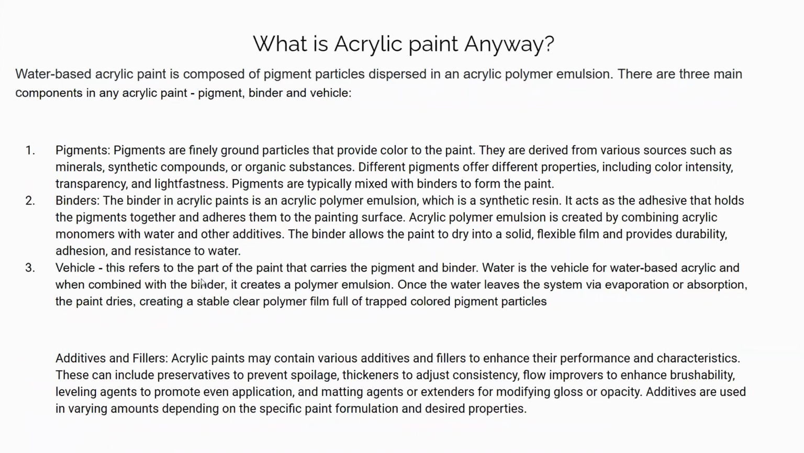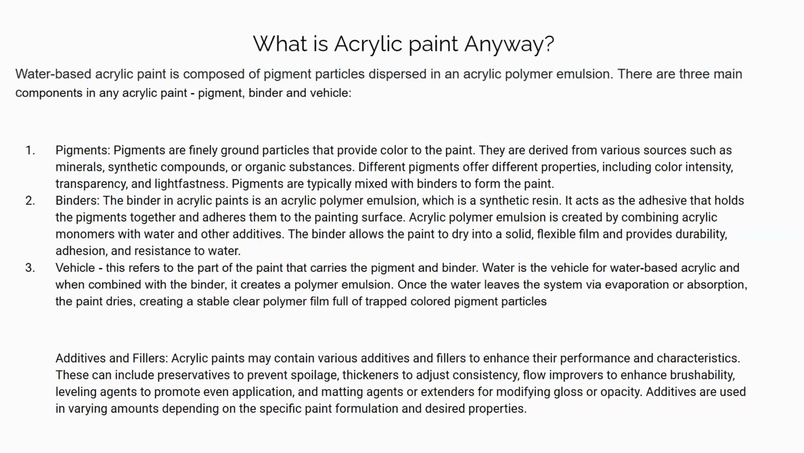So acrylic paint is basically a water-based paint. It's composed of colored pigments that are dispersed in an acrylic polymer emulsion. It's basically a plastic, so when acrylic dries, it dries as a plastic. And there are three different parts to this. There's the pigments, which are the colors, and sometimes they are manufactured colors, and sometimes they are natural colors, like iron ore, for example, which is naturally occurring in the environment.